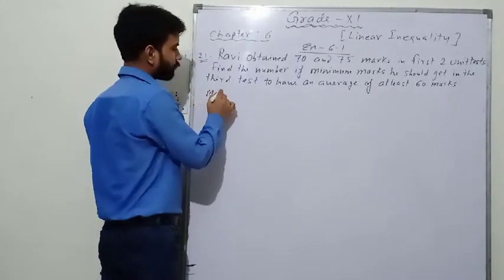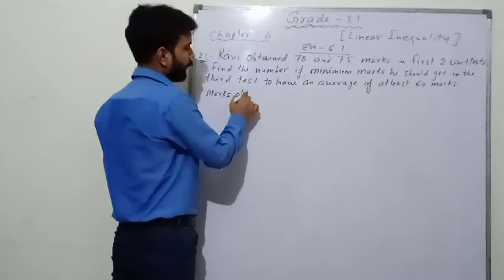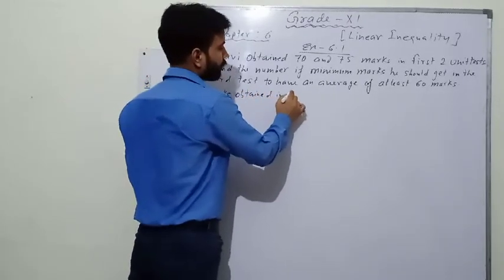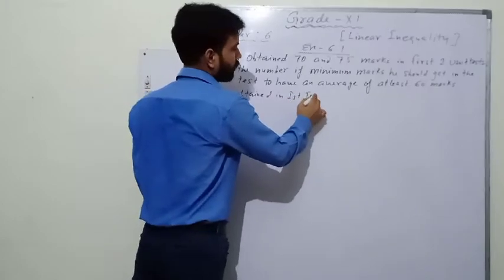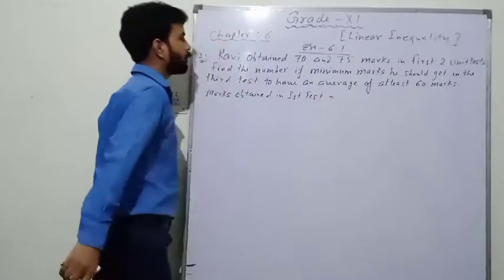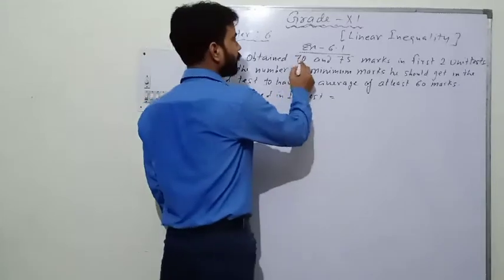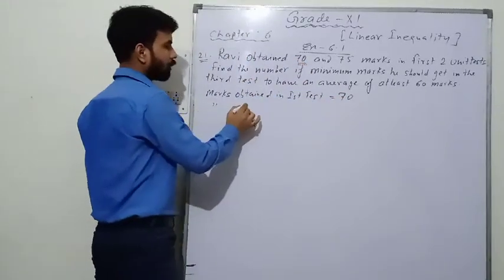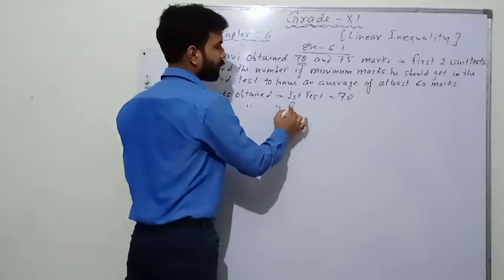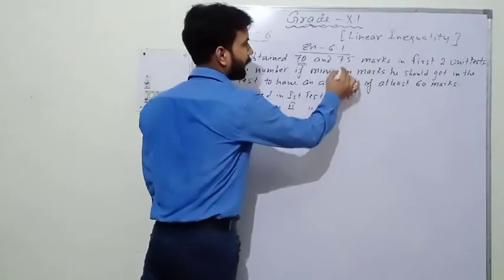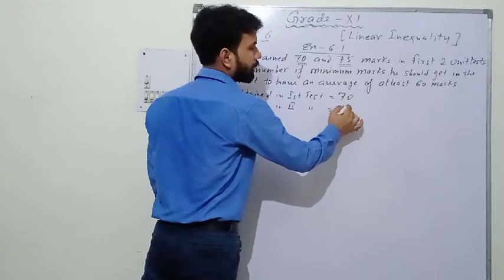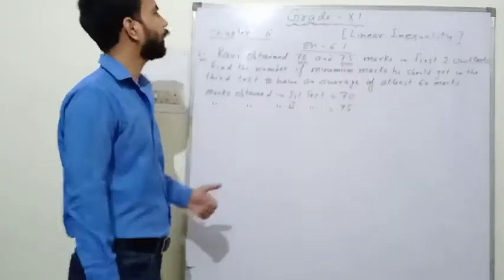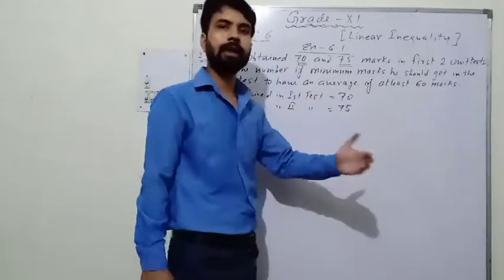Marks obtained in first test. How many marks he obtained in first test? That is 70. Now marks obtained in second test. Second test, how many did he obtain? 75. Clear? We have to find the marks he should get in the third test.